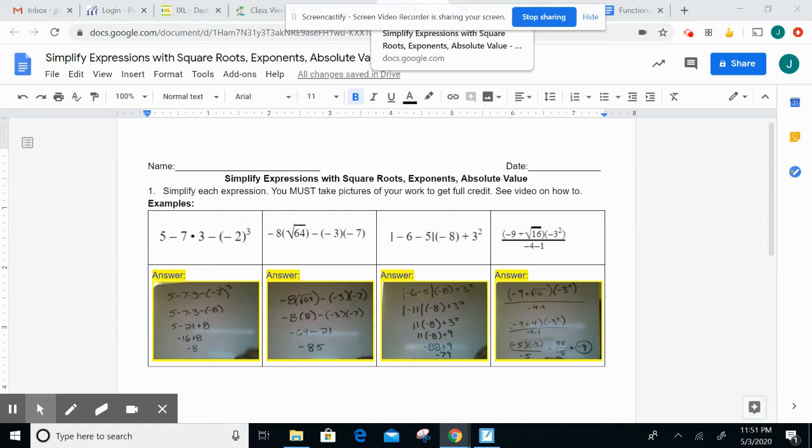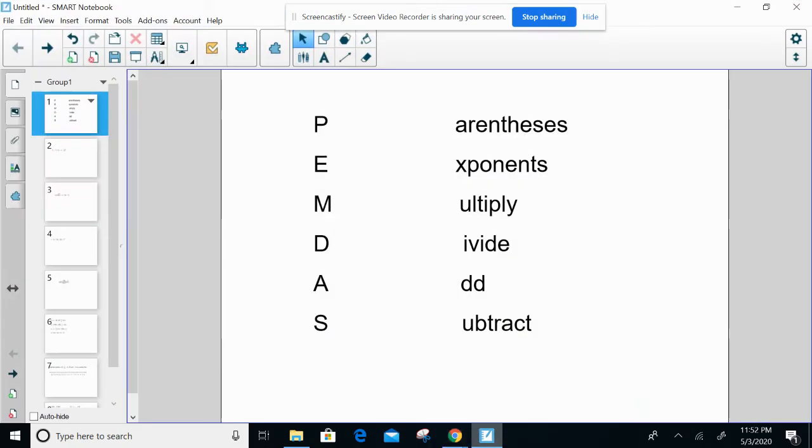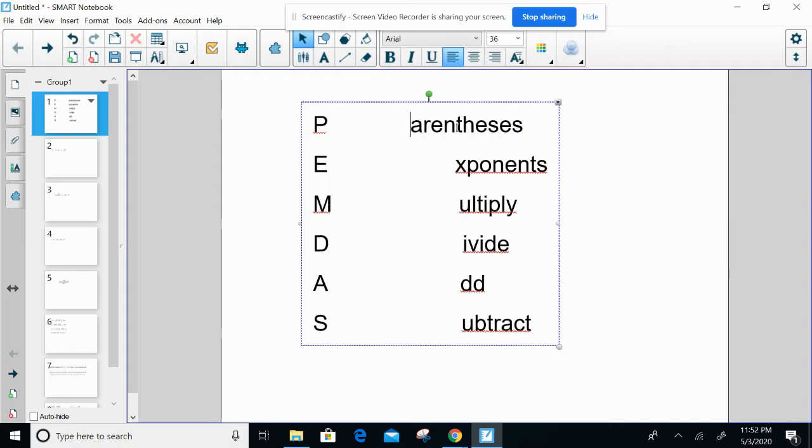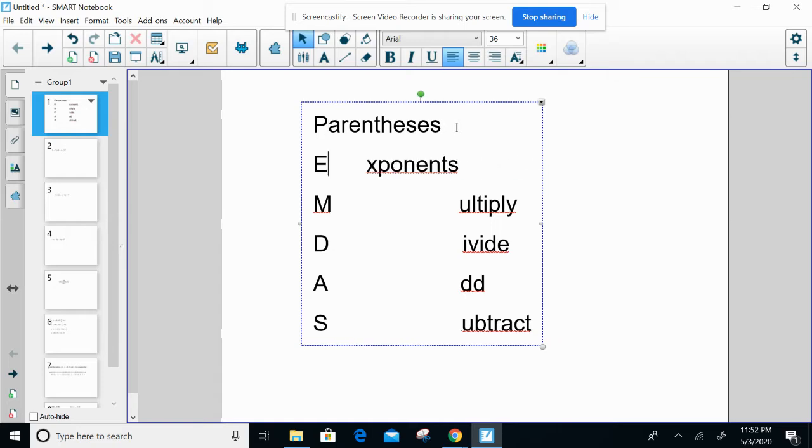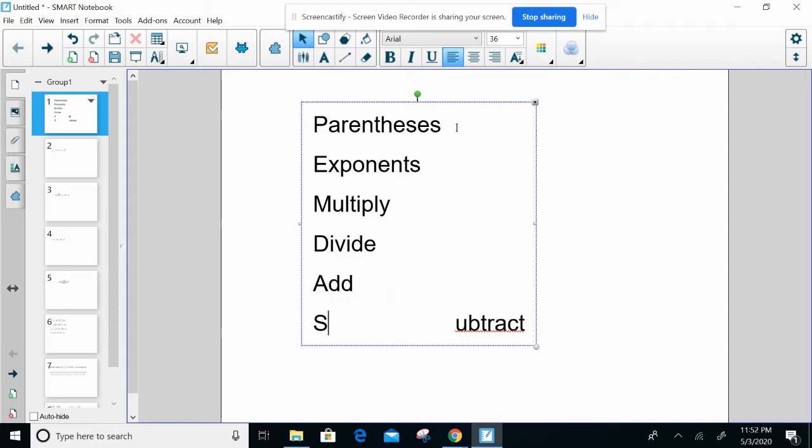And so the title is Simplifying Expressions. You guys have simplified expressions before in this same order, and we'll talk about that. But this time we'll have square roots, exponents, and absolute values. Now, in order to simplify these, you guys have heard this before, I'm sure. PEMDAS, standing for parentheses, exponents, multiplication, and division. Now, those two go together. They don't really have to be in that order, just as long as multiplication and division are before the addition and subtraction.